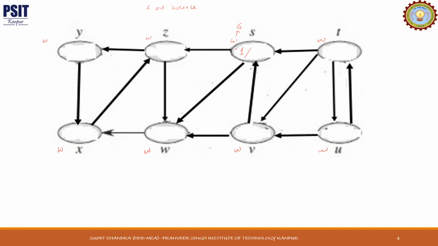Now from S, I will start exploring the adjacency list. In the adjacency list, we have Z and we have W. Suppose I am choosing this path. So I have discovered Z now. Its color will become gray, and start time 2, because 1 I have already used, so second vertex to explore. Now again from Z I can go to W and I can go to Y. So suppose I am going to Y.